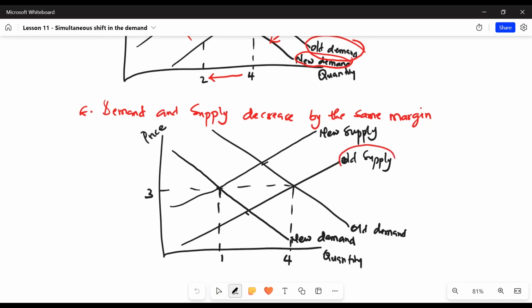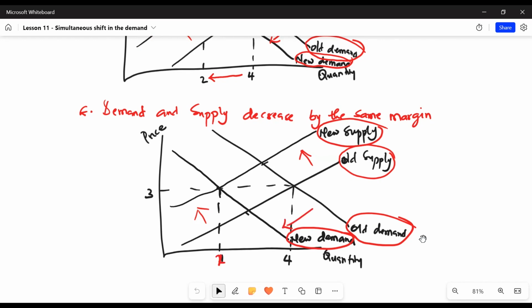If we start from an old supply curve and there's a decrease in supply moving us to a new curve, and similarly we start from an old demand curve and there's a decrease in demand that moves us to a new demand curve, we see that this corresponds to a movement from point A to point B. This movement implies a reduction in equilibrium quantity from 4 to 1, but price has not changed. This is because the margin of decrease is the same for both supply and demand.